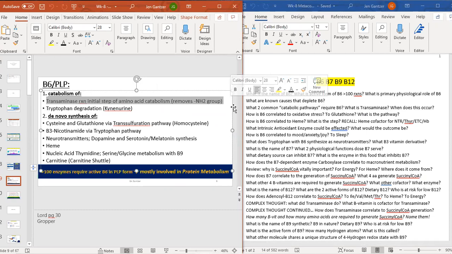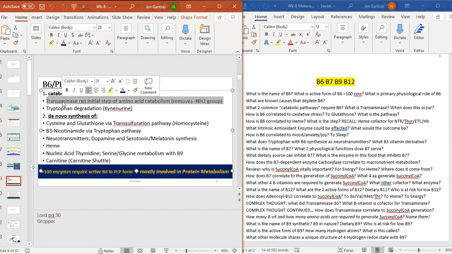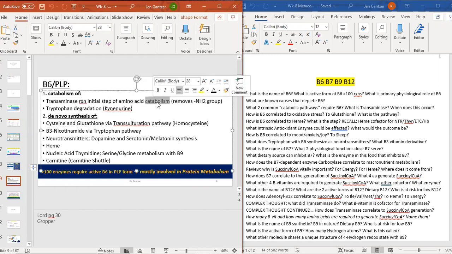It is the first initial step of amino acid catabolism, and that removes the NH2. Transaminase is the first step that removes the amino group from an amino acid. We'll learn in more detail what that pathway is, but for now, B6 is the vitamin-dependent cofactor for your transaminase, the first step of catabolism that removes your NH2 group.